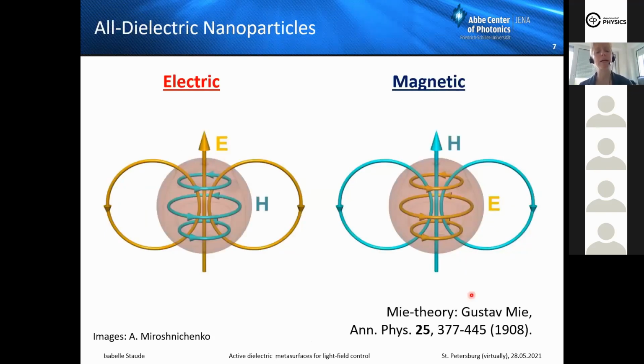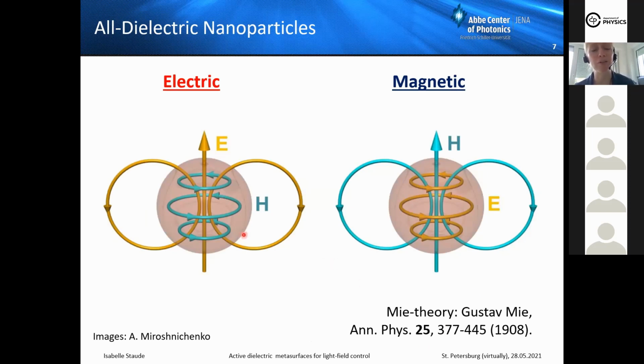And in our case, what we use typically as building blocks of the metasurfaces are high index all-dielectric nanoparticles. Such nanoparticles can support a series of electric and magnetic multipolar modes. For spherical particles, these can be described by Mie theory. And here I show the schematics of the two lowest order modes.